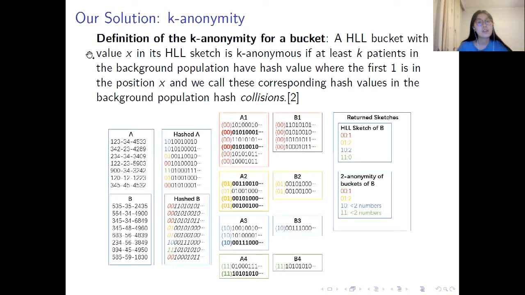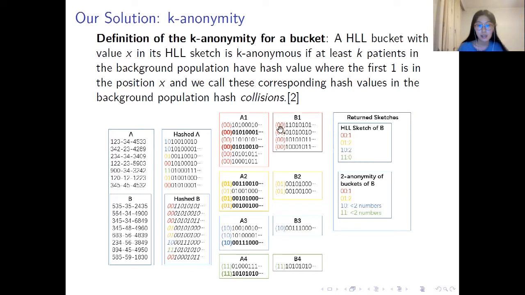So let's look at the definition of k-anonymity in our context. k-anonymity can have other definitions, but we only focus on the HyperLogLog context. So a HyperLogLog bucket with value x, where x is the maximum number of zeros before the first one among all hash values in the bucket, is k-anonymous if at least k patients in the background population have a hash value where the first one is in position x. We call these hash values collisions.